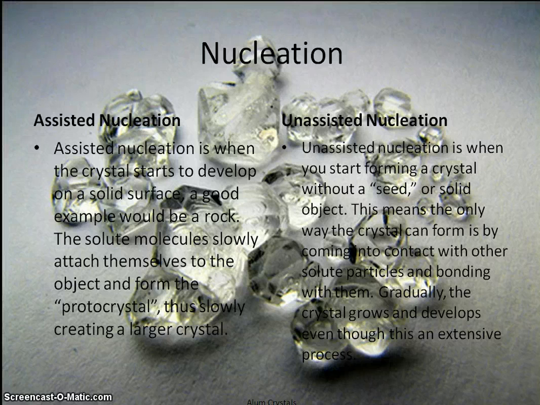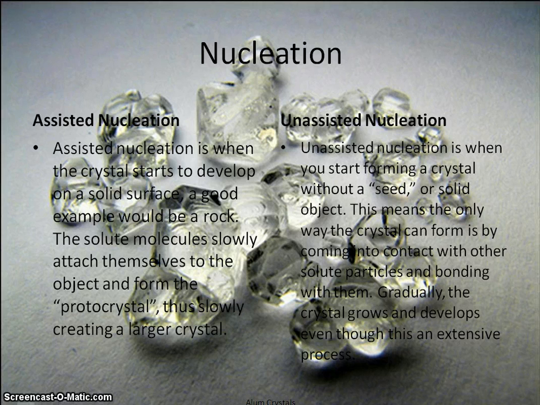The first is called assisted nucleation. Assisted nucleation is when the crystal starts to develop on a solid surface. A good example of this would be a rock. Assisted nucleation is faster than unassisted nucleation, and it generally tends to create a larger crystal as well.